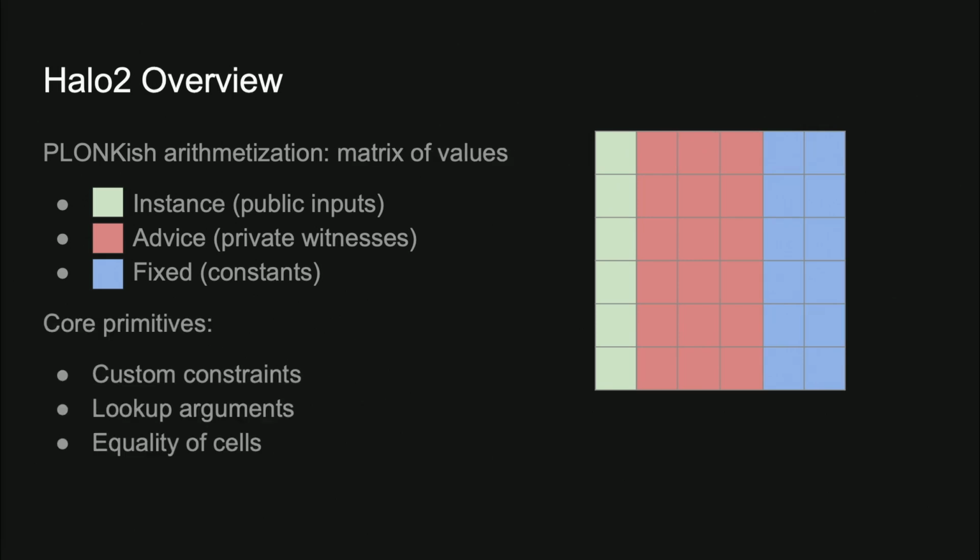And to actually make this a ZK circuit, there are some core primitives that are available. So the main one is custom constraints, also known as custom gates, to make sure that this number satisfies some properties. So for PLONKish arithmetization, there are lookup arguments, which basically say that you can check that some values are in some table. And finally, you can enforce that certain cells are equal.